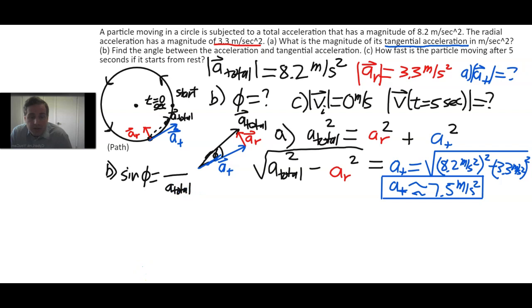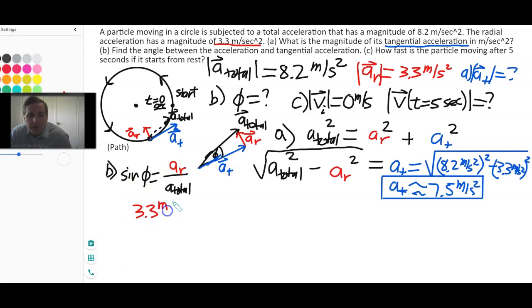Okay, so this is AR divided by A total. So let's put the numbers in. And by the way, we should perform inverse sine, so I'll do that on the next line. We'll just say the inverse sine, or the arc sine, of AR over A total gives phi.